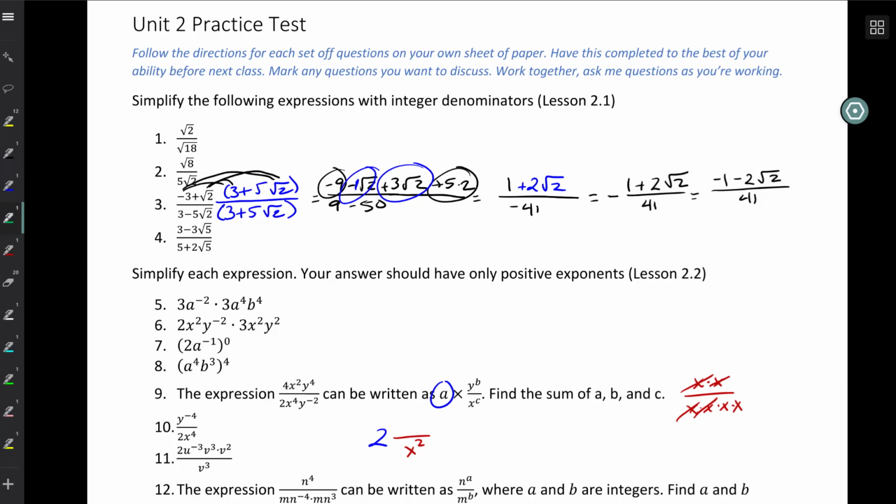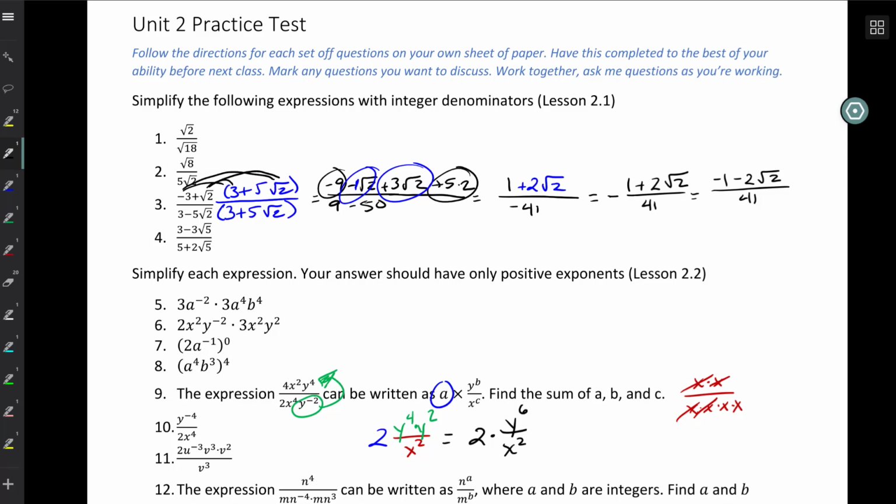Well, what's going to happen with that is we can think about anything with a negative exponent going to the top. And then that's going to be y to the 4 times y to the 2. But we know when we're multiplying two numbers with the same base, what's going to happen? We add together the exponents. So 4 plus 2 gives me 6. And now we have all over 2.